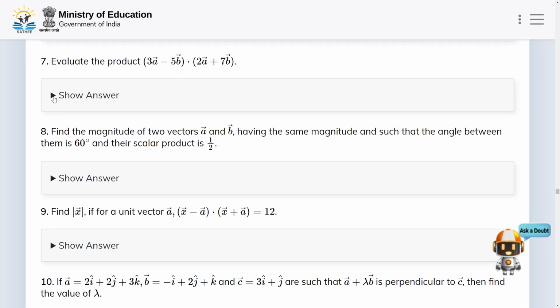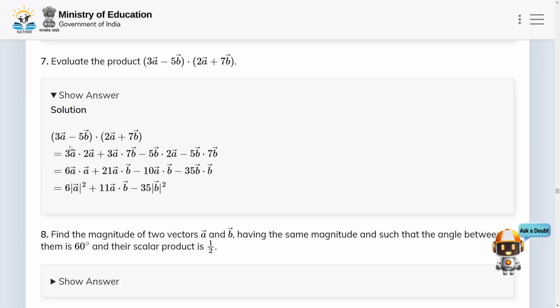Evaluate this product. Just simple evaluation. So, 3A dot product with 2A, 3A dot product with 7B, minus 5B product with 2A, minus 5B dot product with 7B. Just simplify your things. This will be 6 A dot product with A, 21 A dot product with B, 10 A dot product with B, 35 B dot product with B.